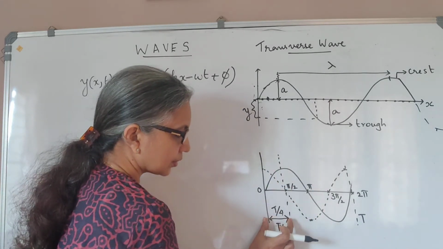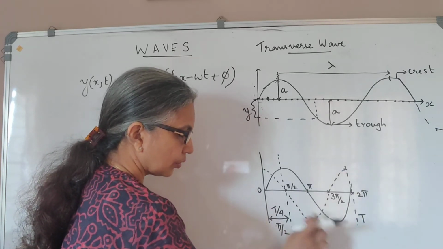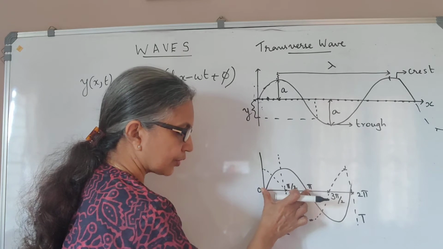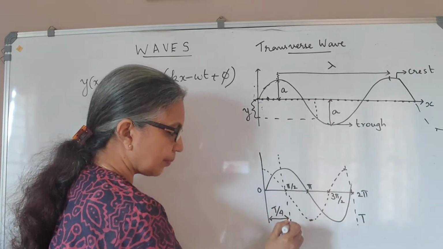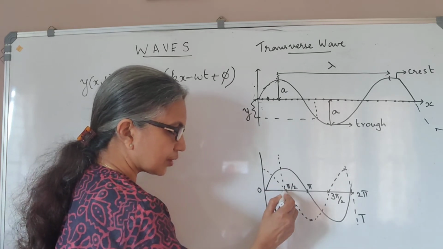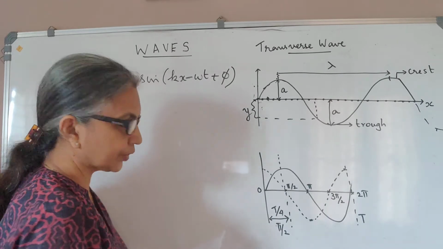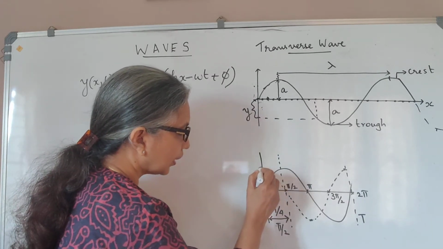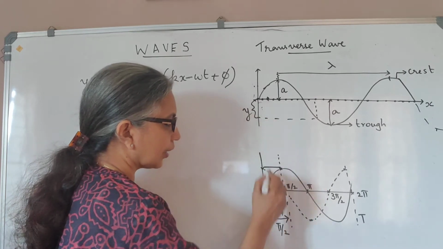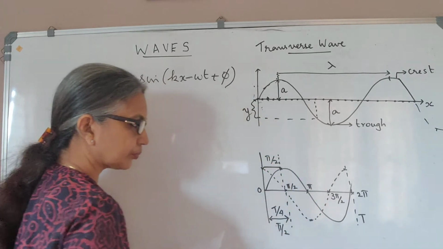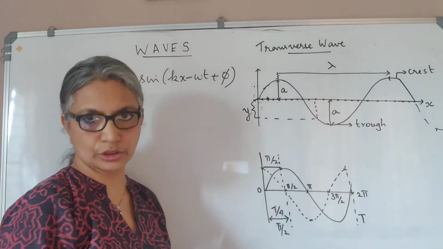That is, this is T by 4. If I divide, this is one time period. This is 1/4, this is half the time period, 3/4 the time period, and one full time period. So if you look at T by 4, the angle difference is pi by 2. This is pi, 3 pi by 2, and completed 2 pi. So you will see here that this wave and this wave are shifted by an angle pi by 2, so the phase difference is pi by 2.